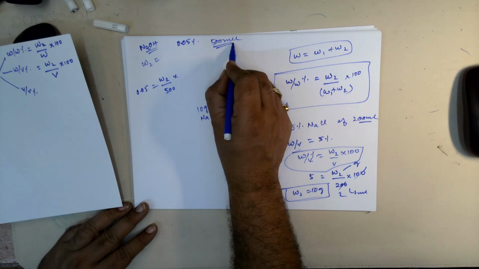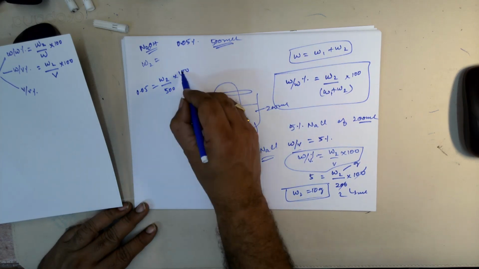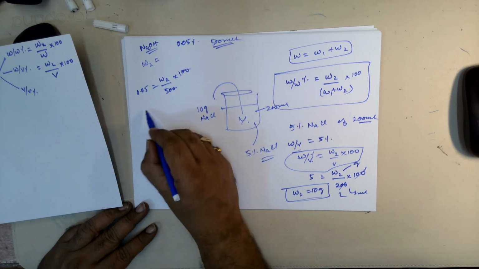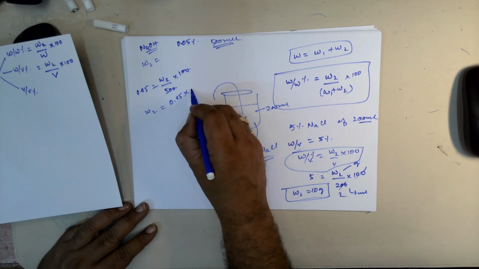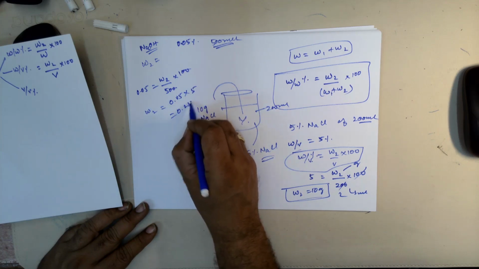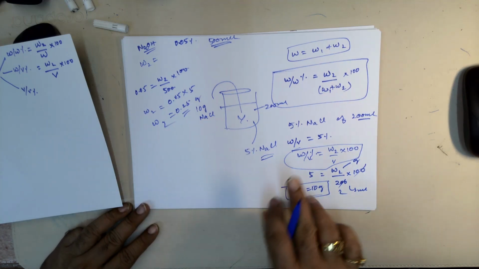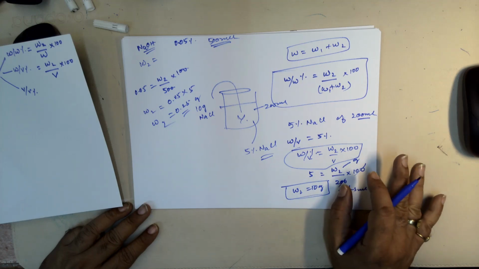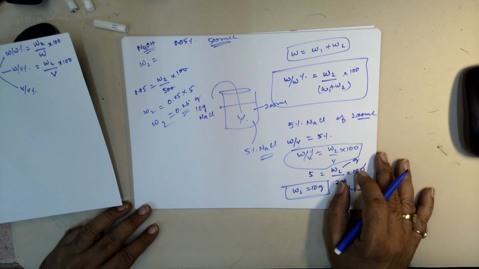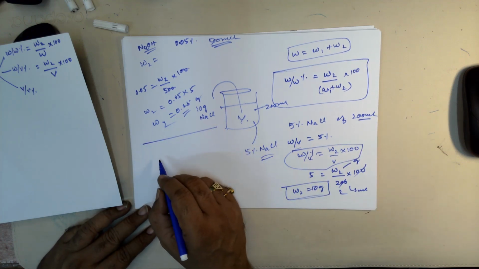So W2 is equal to how much? 0.05 into 5. That is 0.25 grams. So we have to take this. So I think this kind of mathematical operations will be very easy for you to calculate the unknown quantity, or the quantity of the solute, to prepare a particular concentration. Okay.